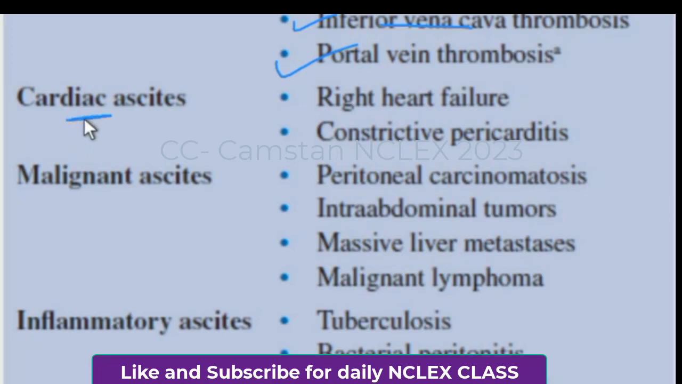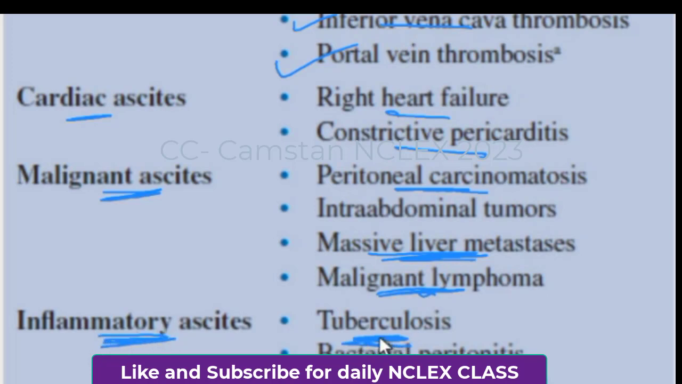Then for cardiac ascites, we have right heart failure and constrictive pericarditis. For malignant ascites, we have peritoneal carcinomatosis, some massive liver metastasis, malignant lymphoma. For inflammatory ascites, we have TB as an important cause. Then we have bacterial peritonitis, spontaneous bacterial peritonitis, acute pancreatitis. So these are a few of the main causes for different types of ascites that a patient can have.